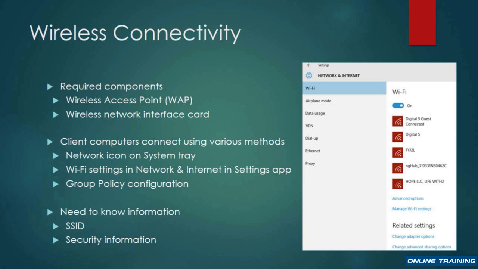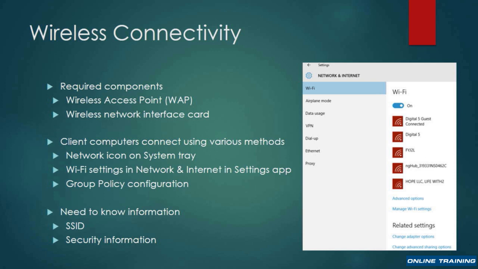And then we also need a wireless access point. Now, I suppose you could say, well, you don't need that for ad hoc, and that's true. But for infrastructure type of connections, you're going to need a wireless access point. And that wireless access point has an SSID configured. And this is part of what you need to know in order to connect.